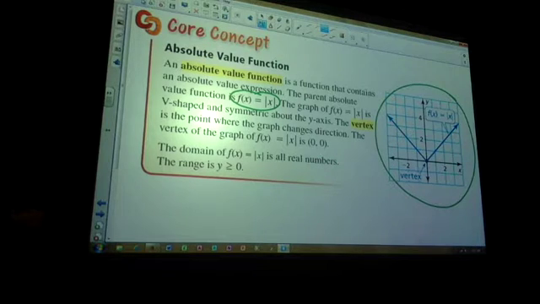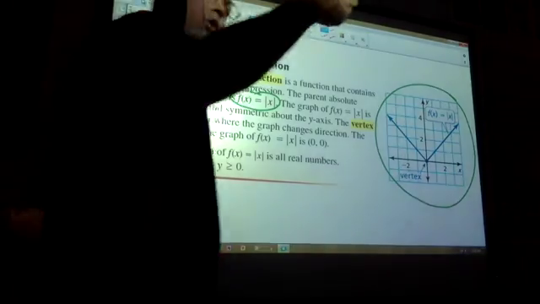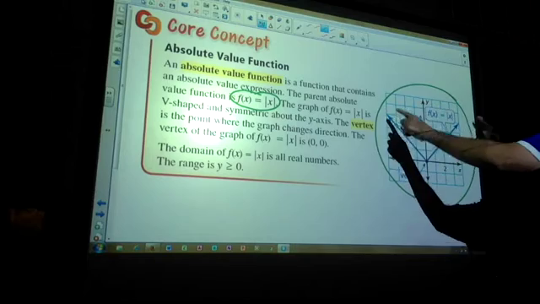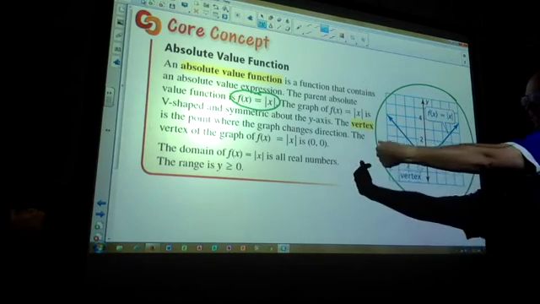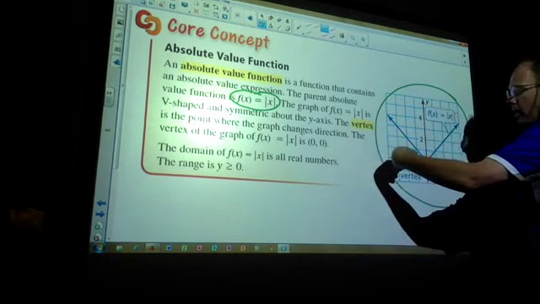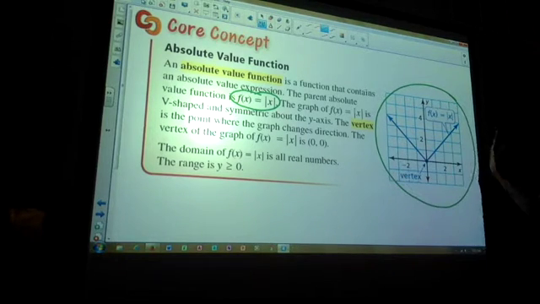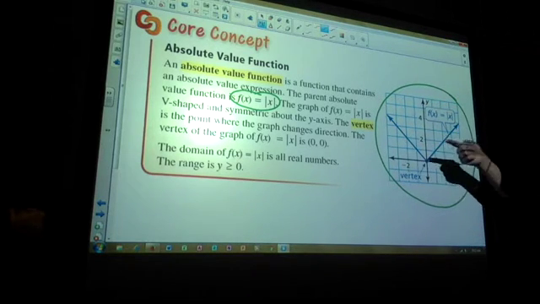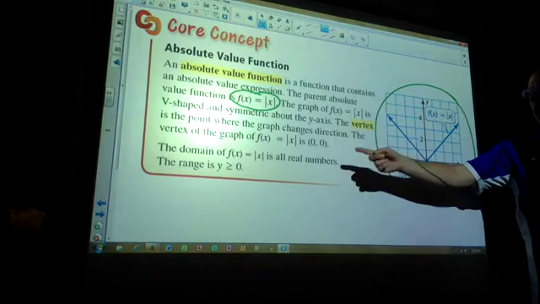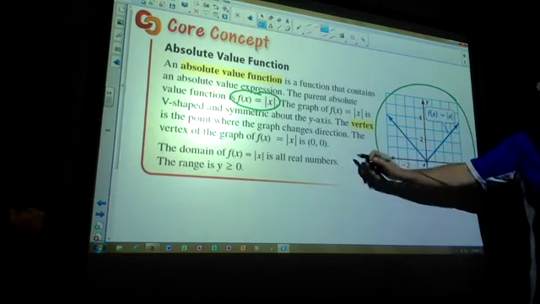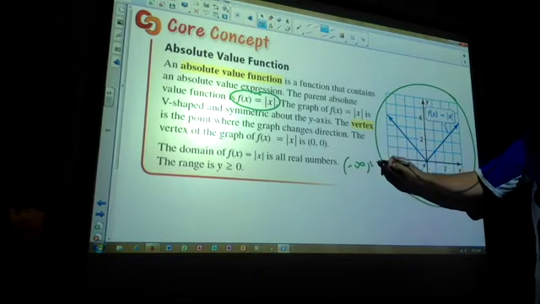And as far as the domain goes, if we look at the graph, I can go forever this way, from negative infinity all the way to positive infinity, and this graph is going to continue growing. If I'm cruising along this way, looking up, I'm seeing the graph. If I look down, I can't see the graph. But if I continue looking up, I can see the graph. So our domain is all the x values, which is all real numbers, which we could say is negative to positive infinity.